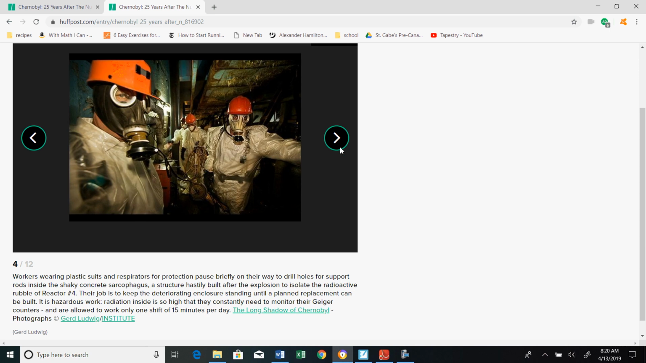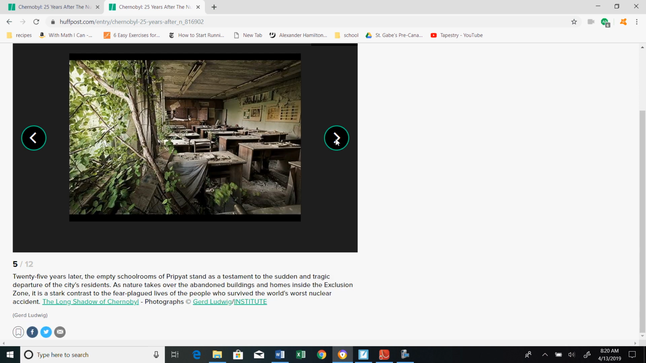In this picture, they say workers wearing plastic suits and respirators for protection paused briefly on their way to drill holes for support rods inside the shaky concrete sarcophagus, a structure hastily built after the explosion to isolate the radioactive rubble of reactor number 4. I think this is fascinating that these workers have to monitor their Geiger counters. They're so concerned about the radiation, and they're only allowed to work one shift of 15 minutes per day. That's how dangerous it is inside.